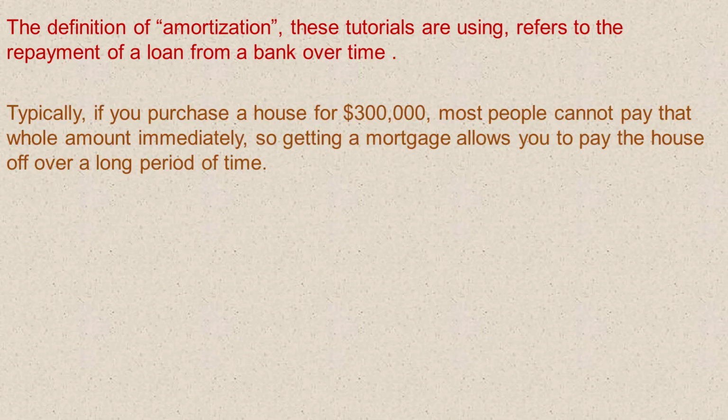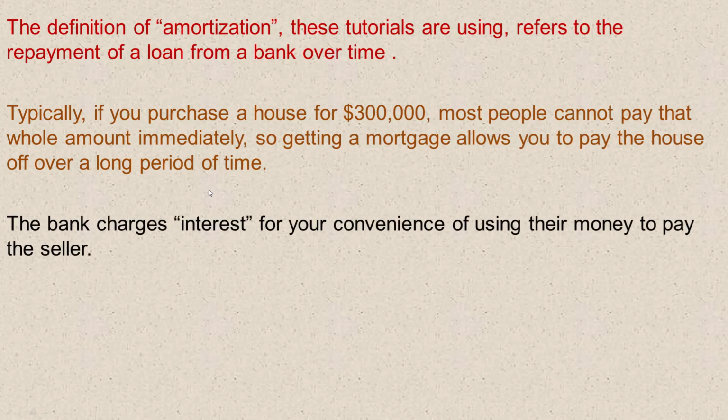Now, typically, if you purchase a house for, let's say, $300,000, most people cannot pay that whole amount immediately. So you get a mortgage. The mortgage is the name for a loan to buy property or a house, and it allows you to pay the house off over a long period of time. You don't have enough money to pay for the whole thing, so you get to pay it off over 10 or 15 or 20 or 25 or 30 years.